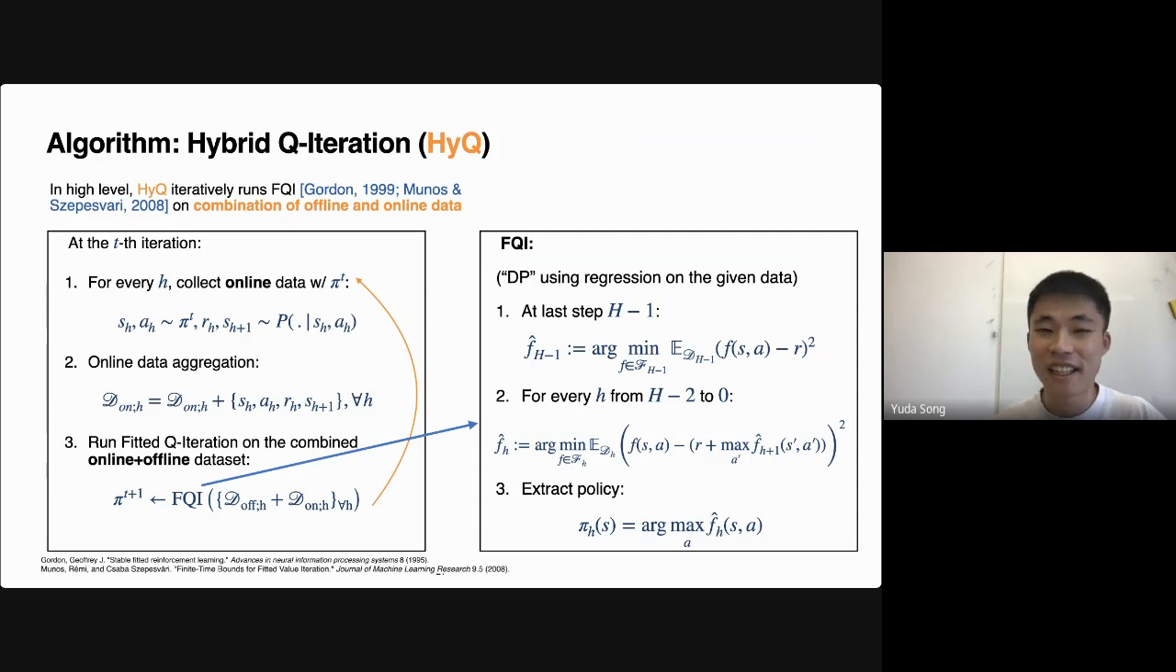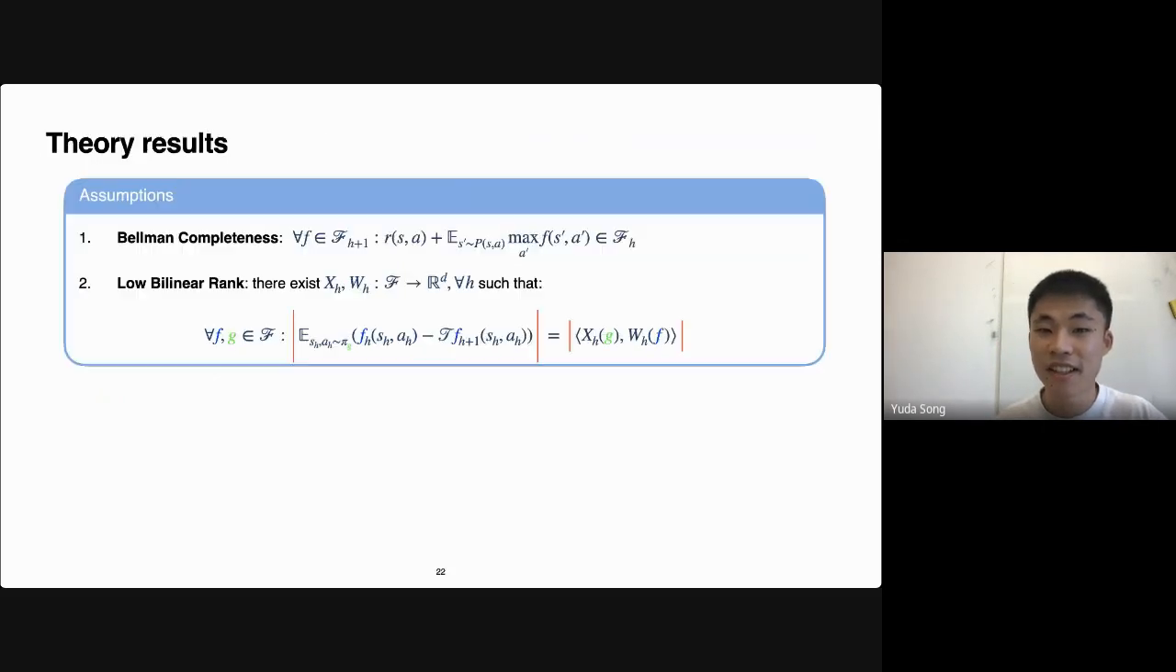Okay, and that's the algorithm part. Now we're going to quickly go over the theory result. The first assumption we make is Bellman completeness, or you can have some small misspecifications, that's okay. But for cleanness, let's just assume Bellman completeness, where for every function in your function class, its Bellman backup is also contained in the function class.